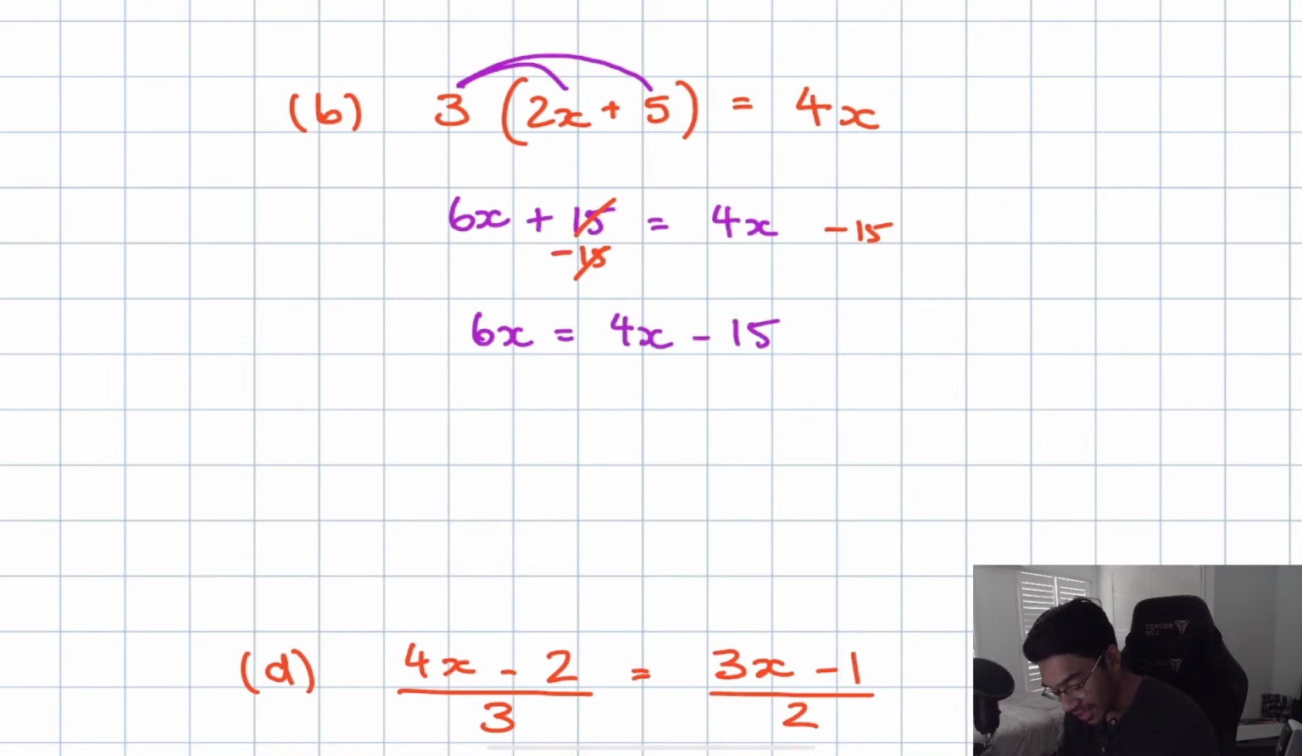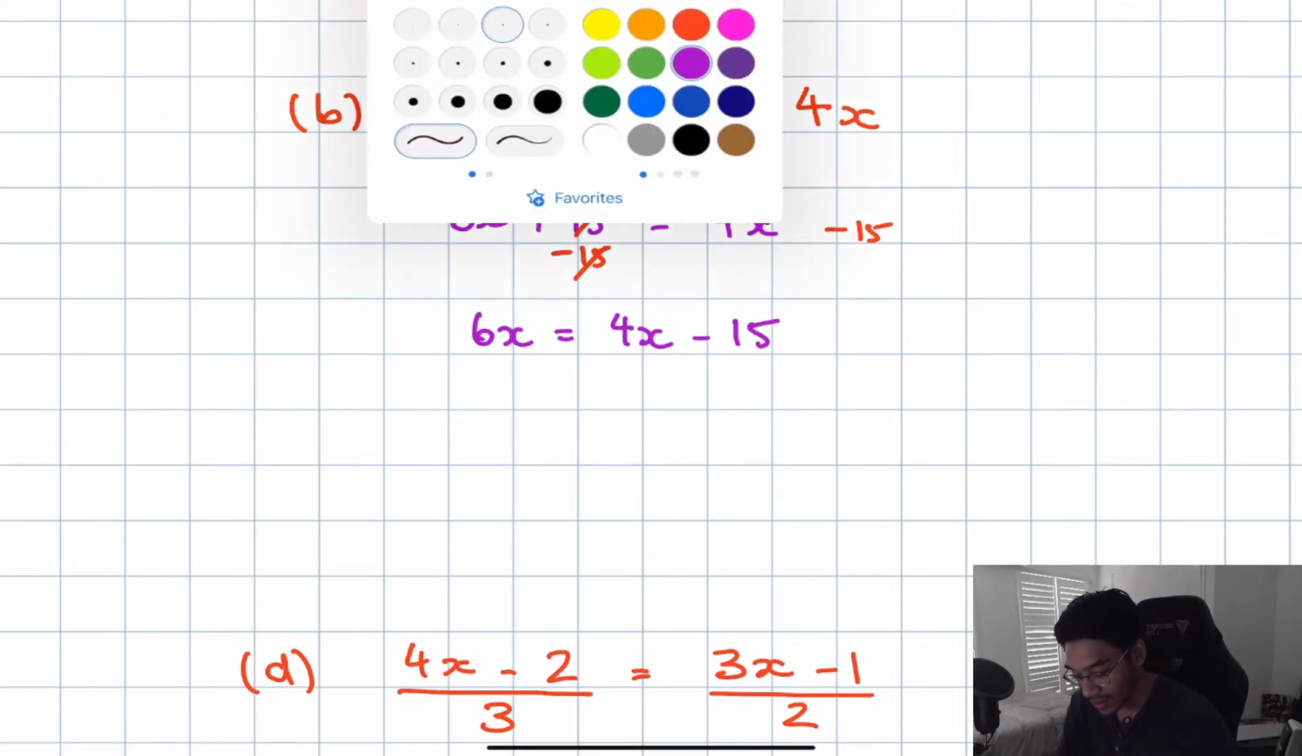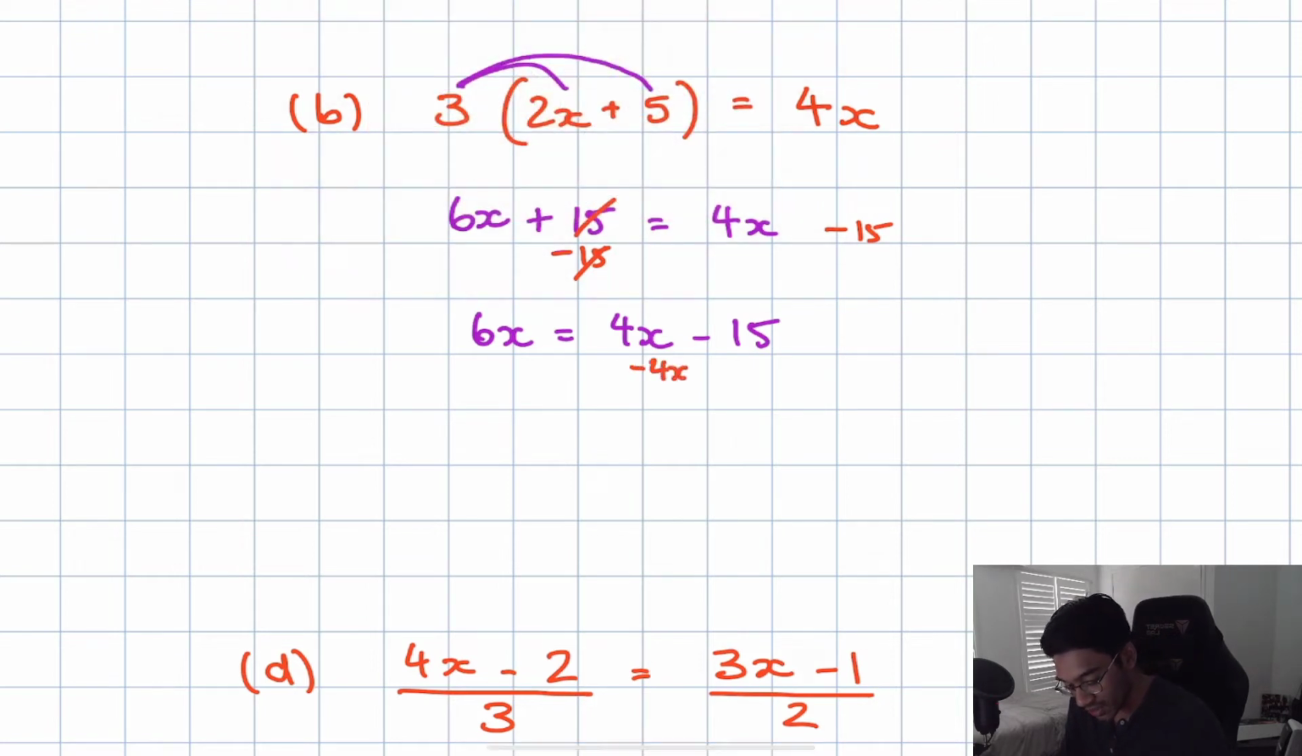Now, we still have our x here and an x here. So we're going to move our 4x to the other side. So this here is considered positive 4x. So all I'm going to do is minus 4x from the right hand side. So minus 4x here, that's going to get rid of this one. And that's also going to minus 4x on this side here. Right, 6x minus 4x is 2x.